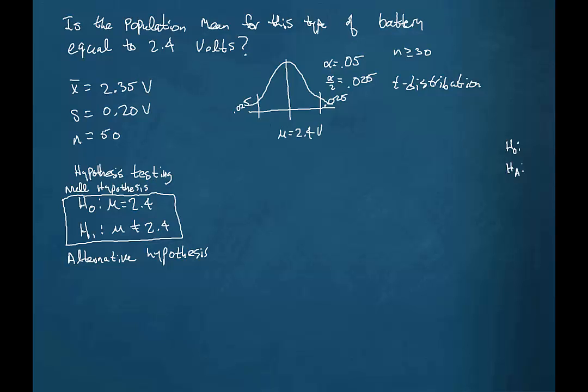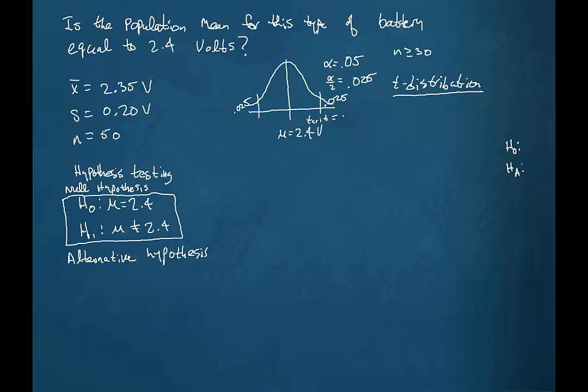From this curve, we can see that if we land in one of these tails, then we would reject this assumption that the mean is 2.4 volts, and we're going to have some way of determining whether or not we've landed in those tails. We will do that initially by looking at what we call critical values, which we'll abbreviate as T crit. We're using the T distribution because we do not know the population standard deviation. So we need this critical T value.